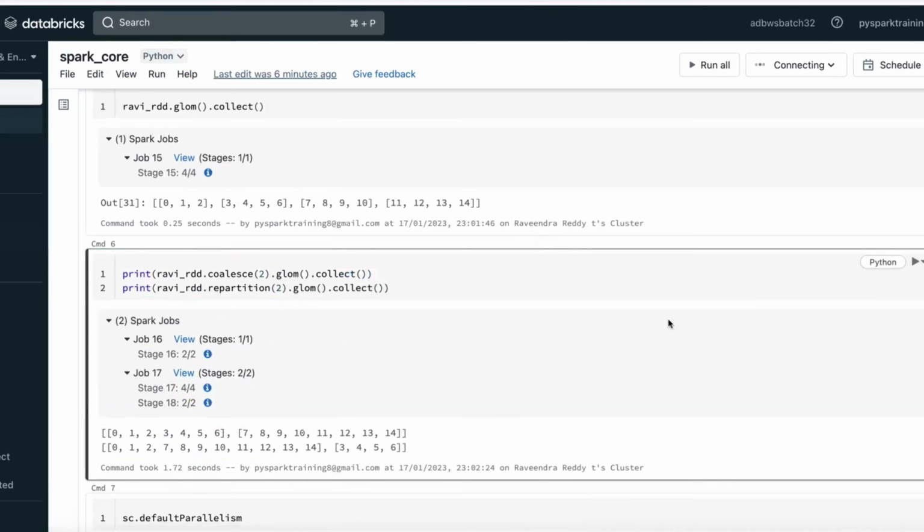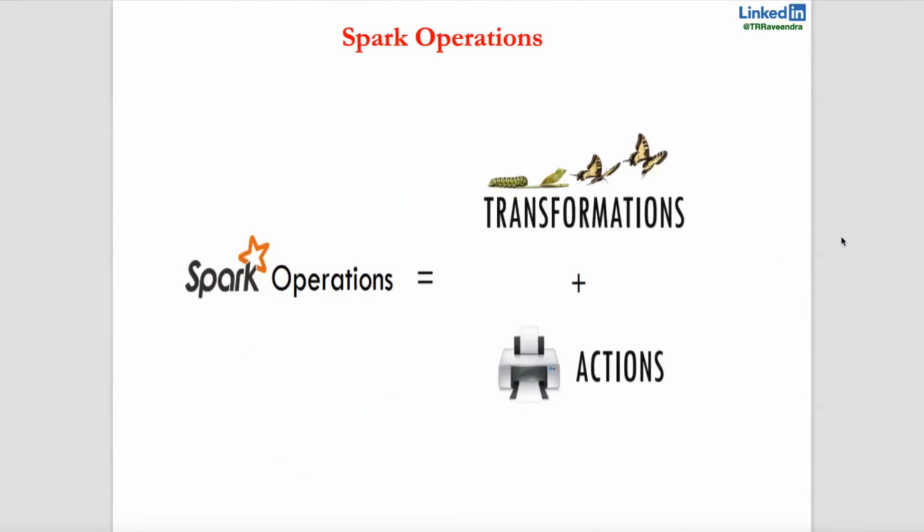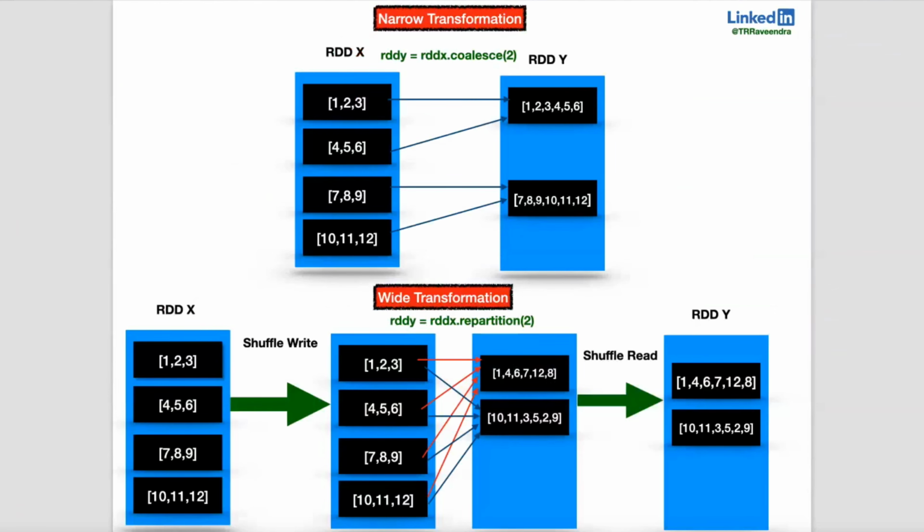Let me explain with more clarity. Whenever you go with coalesce 2, nearby partitions will merge. These two partitions will merge. So RDD X, then RDD Y. Because RDD is immutable, you can't update it here. It will take RDD X as input and return another RDD. That RDD will have partition 1, partition 2, but nearby partitions' data will merge. You see this: coalesce won't do any shuffling.